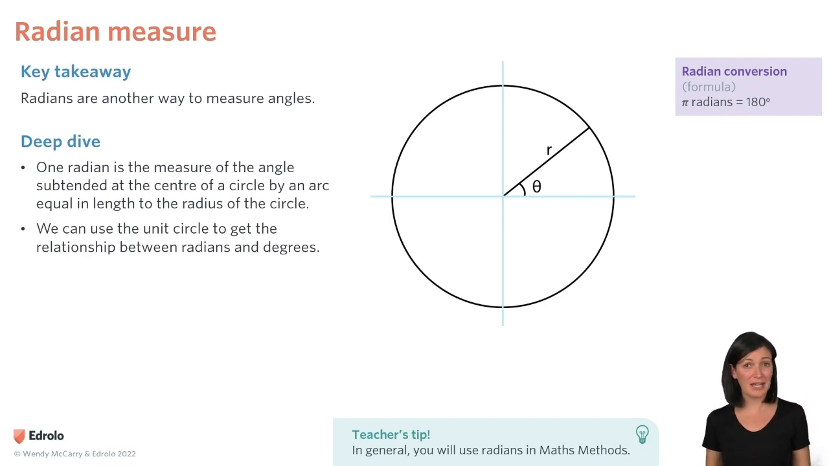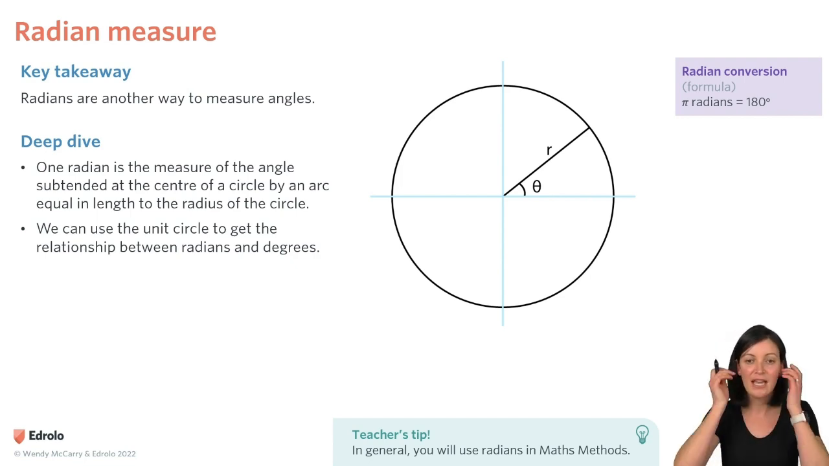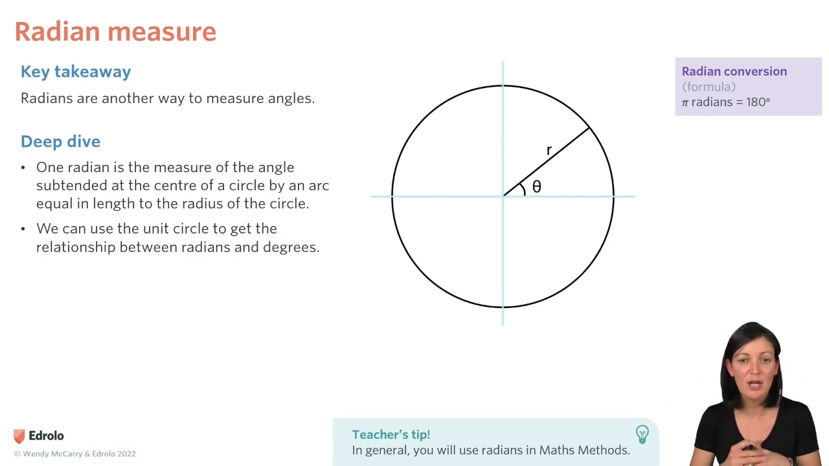In methods and in most math courses, you're actually going to be working in radians most of the time. There are lots of reasons for this that I won't go into, but there's a nice relationship between radian measure and angles, and sine, cos, tan and all these things.